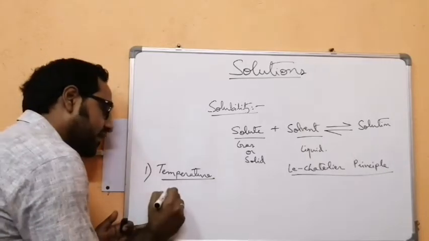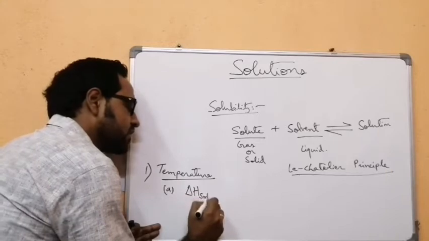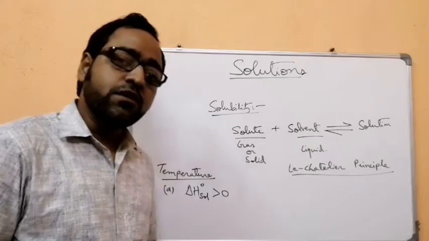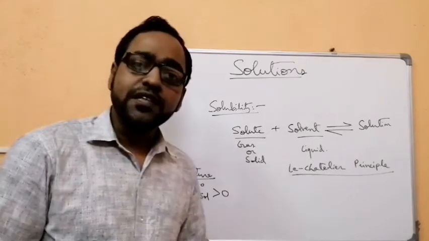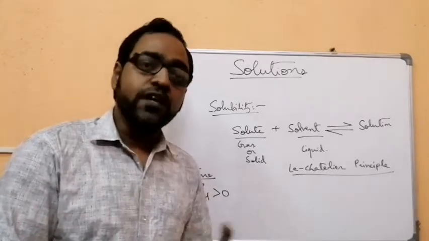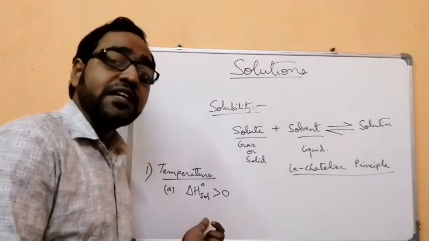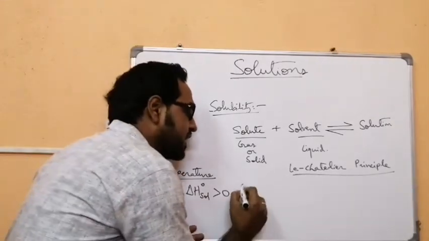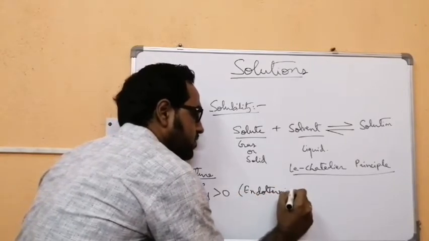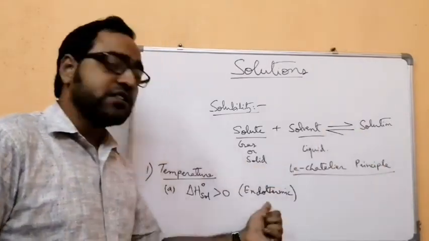Now under temperature, again we have factor A when delta H solution is greater than 0. What does it mean, delta H solution greater than 0? That means during solution formation, heat is either released or absorbed when we mix the two components, component A and component B. So delta H solution greater than 0 means heat is absorbed during the formation of the solution and the process is endothermic.